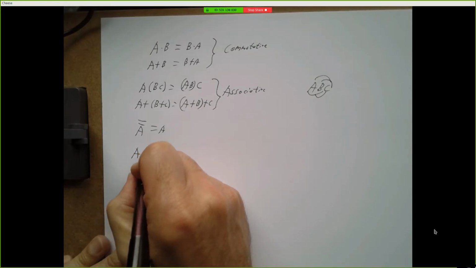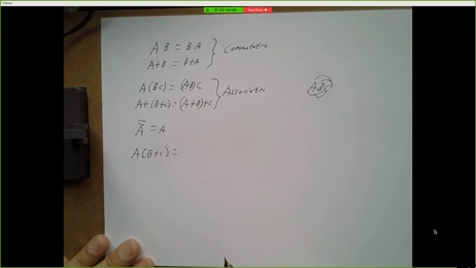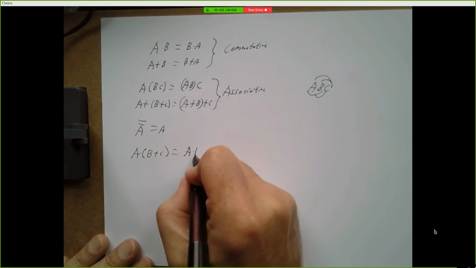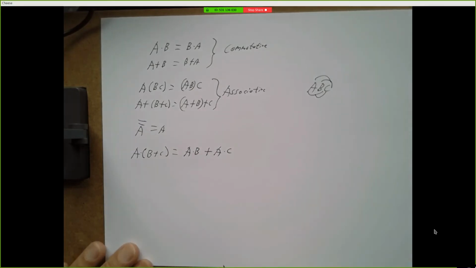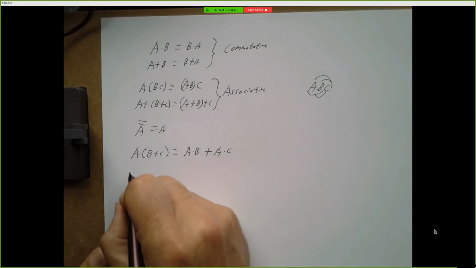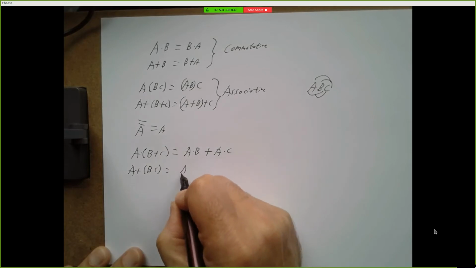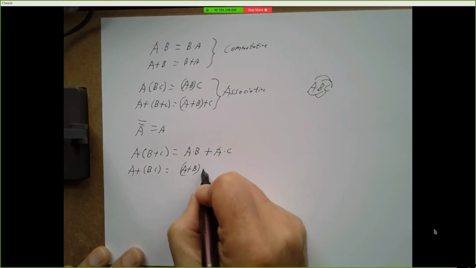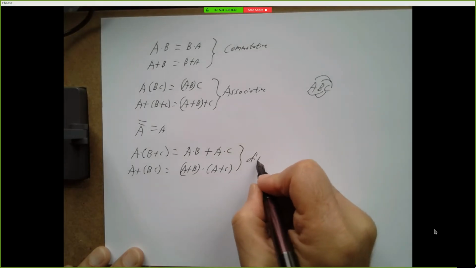We can distribute, just like we do in regular algebra. If we take B or C and we AND that with A, that's the same thing as A ANDed with B or A ANDed with C. And there's another form of that. We could do A or BC equals A or B ANDed with A or C. So this is distribution.